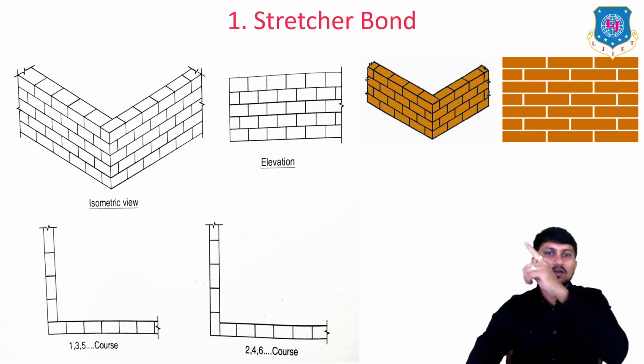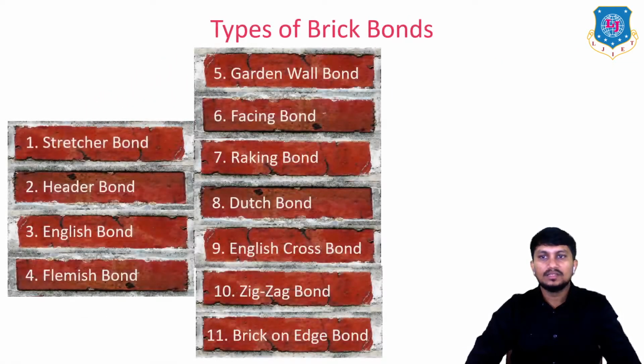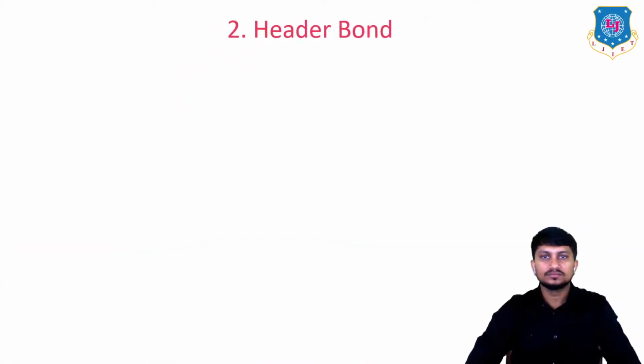This is how the elevation of the stretcher bond looks like, and this is the isometric view of the stretcher bond. Second is header bond.